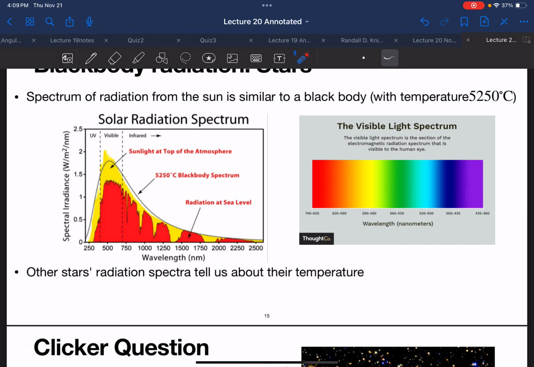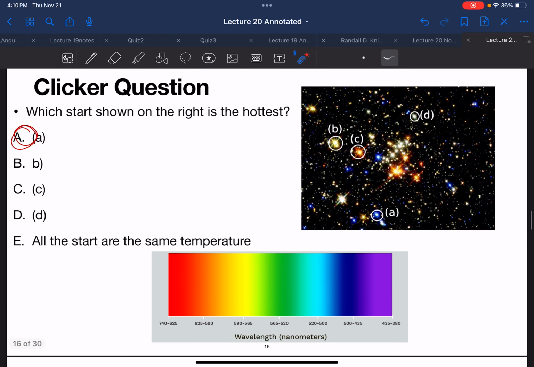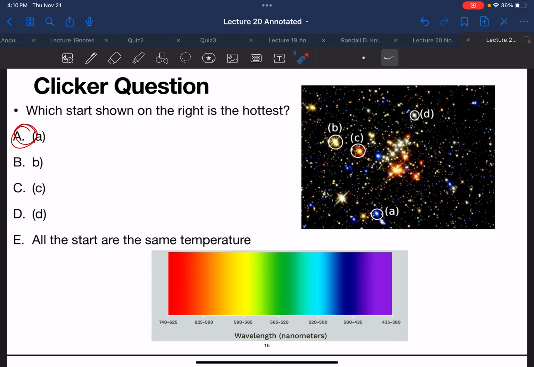So here's an example of data from the sunlight at the top of the atmosphere, the spectrum recorded from that. And then if you do this fit, it corresponds to a 5,250 degrees Celsius black body spectrum. Based on that, we worked on the following clicker question, which is, which star shown on the right is the hottest?